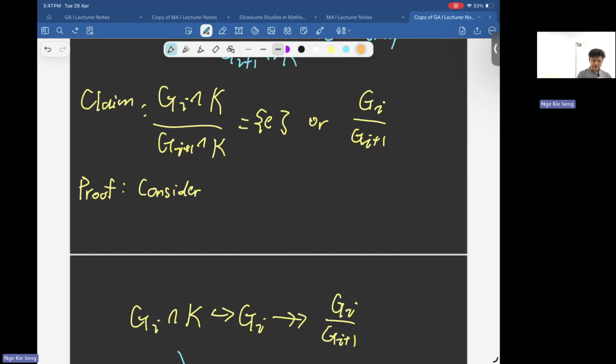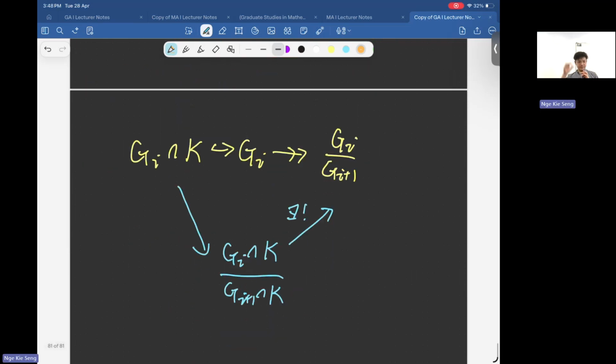The first case is easy, because this is G_i. This is K equals G_i. This is when this is true. Otherwise, you have this condition. What do we need to show? Simple.